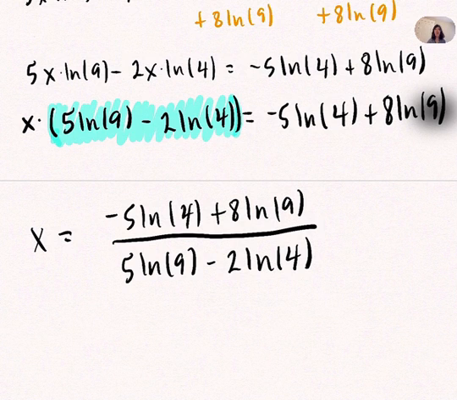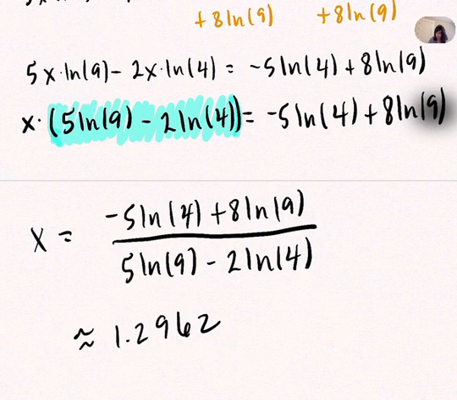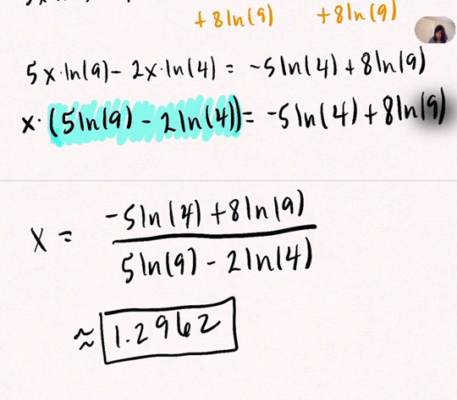And this is our exact answer. If we want a rounded answer, we can type it into the calculator. And you'll get 1.2962. That's rounding to 4 decimal places. So, general strategy. Take natural log of both sides, move exponents to the front, and then solve for x.